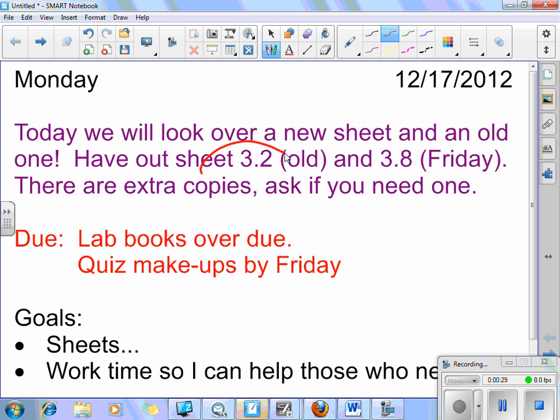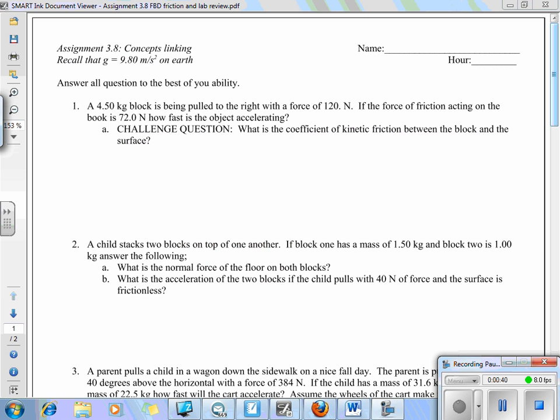3.2 will be due tomorrow, and once we get through a couple of these examples, you'll see just how easy it is. 3.2 you got a long time ago. There are extra copies if you need them. So first off, let's look at 3.8.